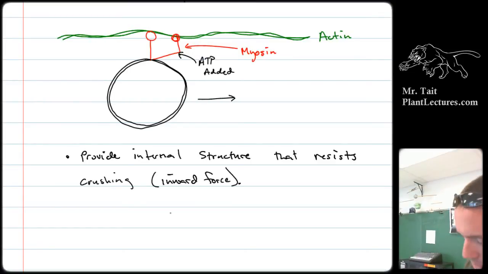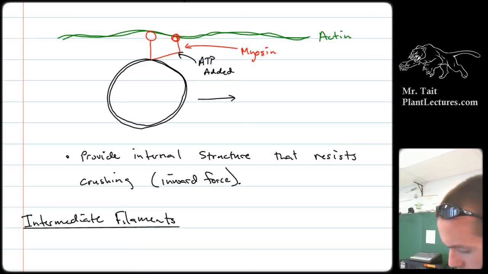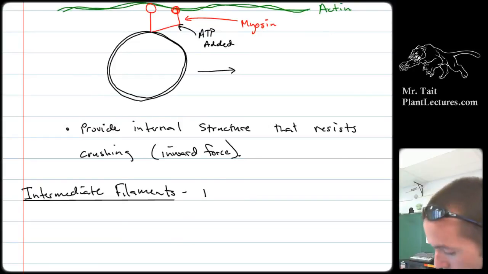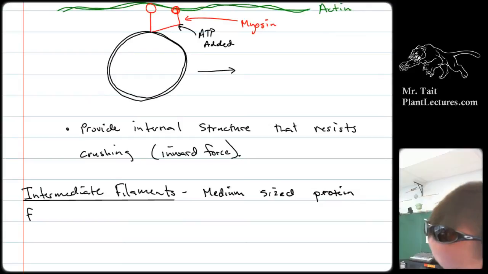let's talk about the next type, the intermediate filaments. Intermediate filaments are sort of like a catch-all. So there are lots of different types of intermediate filaments. It's not like just one type of protein, like in the case of a microfilament. Intermediate filaments can be many different proteins, and they call them intermediate because they're medium in size. They are larger than microfilaments, but they're smaller than microtubules. So medium-sized protein fibers of various types.